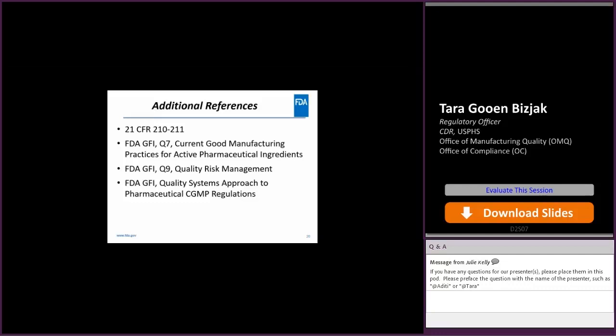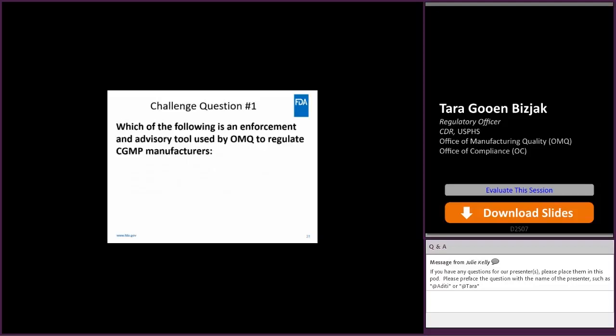So Q7, which is current good manufacturing practice for APIs, Q9, quality risk management, and then the last reference on here, the guidance for inspection, quality systems approach to pharmaceutical CGMP regulations, which has a lot of information on applying CGMPs.